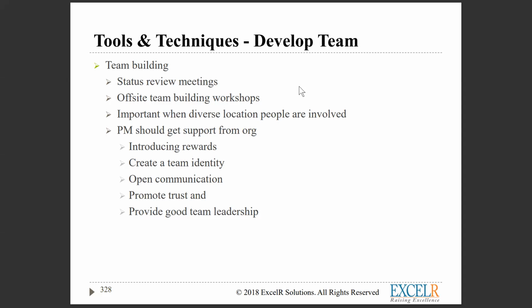Offsite team, if the people are working on an onsite-offshore model, you also need to take care of that. Arrange some sort of workshops for them. So the PM has to get in, he has to work with the management. Not only is he responsible for his own resources, he has to work with the management, he has to work with the HR.